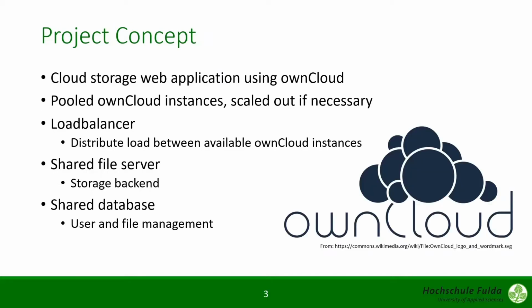Let's start with the concept of our project. We decided to deploy a web application providing storage to our users. We use the application OwnCloud as the web frontend. We have multiple instances running OwnCloud pooled together, which are automatically scaled out if necessary. To distribute the load evenly across all OwnCloud instances, we use a load balancer. All instances use a shared file server and a database to store the user content and OwnCloud data like, for example, user profiles.